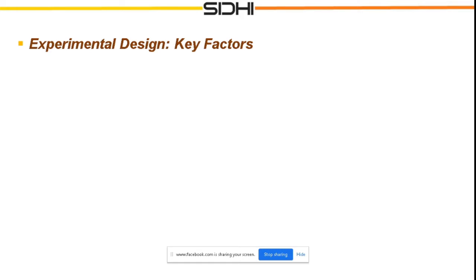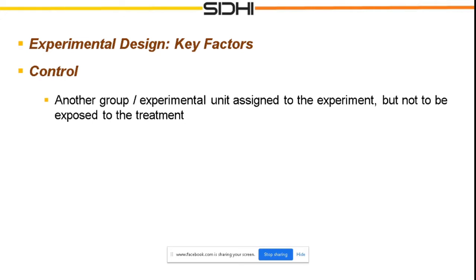Okay. Now, so this is one important part, which is why I label it the key factors. First is your control. So this is another group or experimental unit that you assign within your experiment, but it will not be exposed to your treatment. So meaning it is under normal condition. No treatment here. Meaning, for example, in our study in rice, it is under just distilled water, no stress.